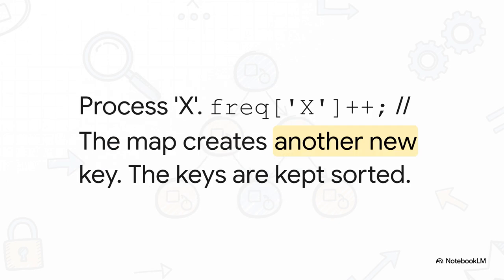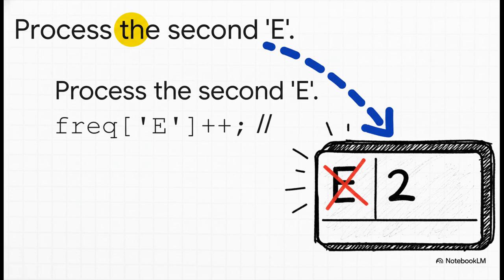Next up is X. Same exact logic. The map sees X is brand new, so it creates an entry and sets its count to 1. And check this out. Remember how I said it auto-sorts? E comes before X in the alphabet, and the map has already put them in order for us. No extra work.